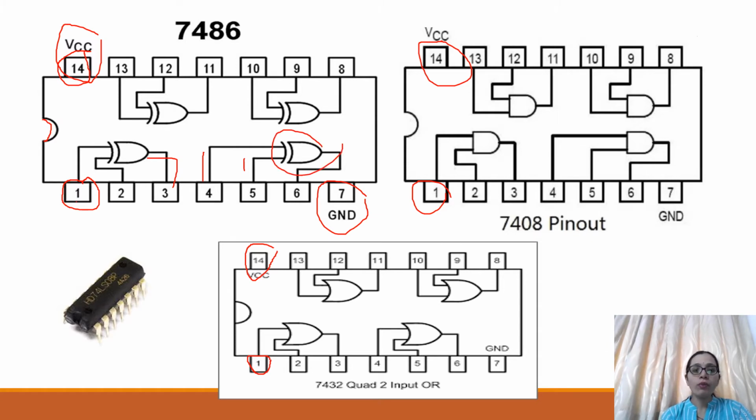As you can see, 4 and 5 are inputs, 6 is output. Here, 8 is output and 9 and 10 are inputs. Again, 11 is output and 12, 13 are inputs. So this 7486 is the XOR IC. Therefore, XOR gates are shown in the internal structure. But for all these three ICs, the structure is the same. Only the gates or the application will change.